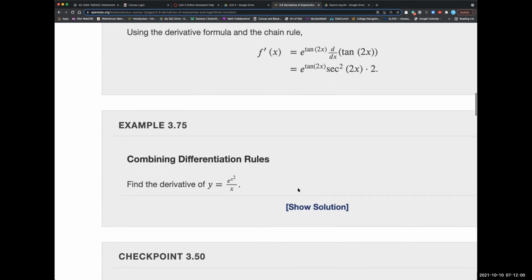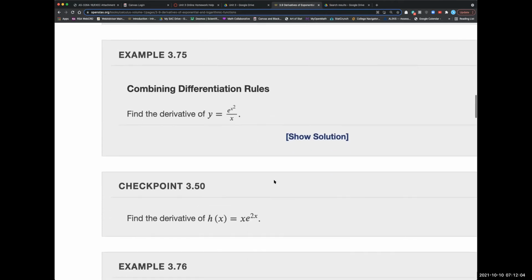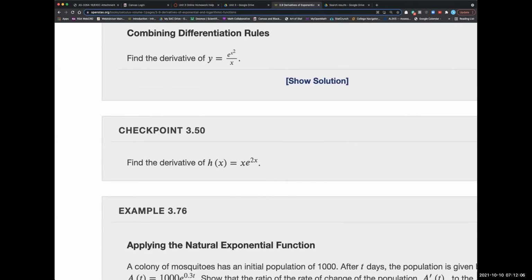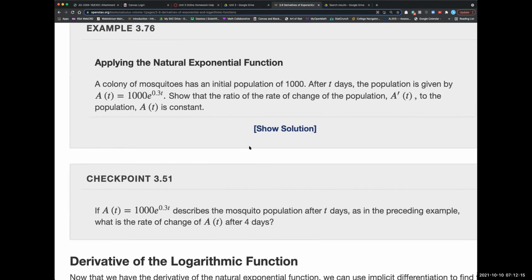Get really good at that, then you can just use different rules to solve it. You get good at that product rule with e to the x, because of the derivative of e to the x. And here's an application of that.